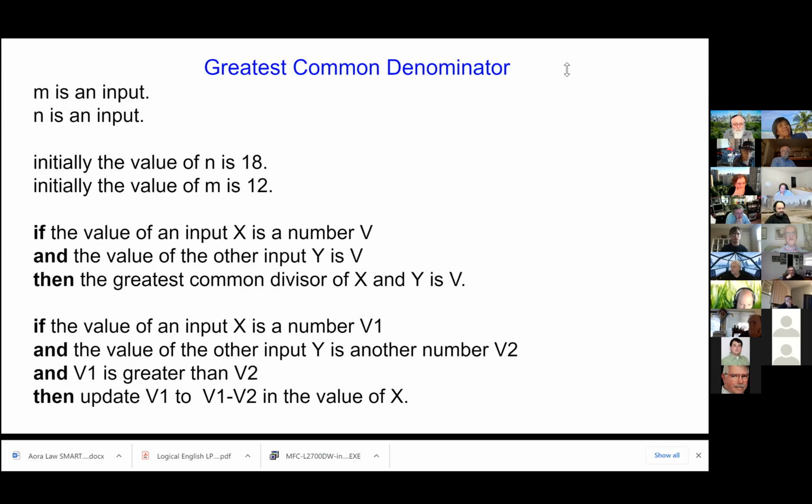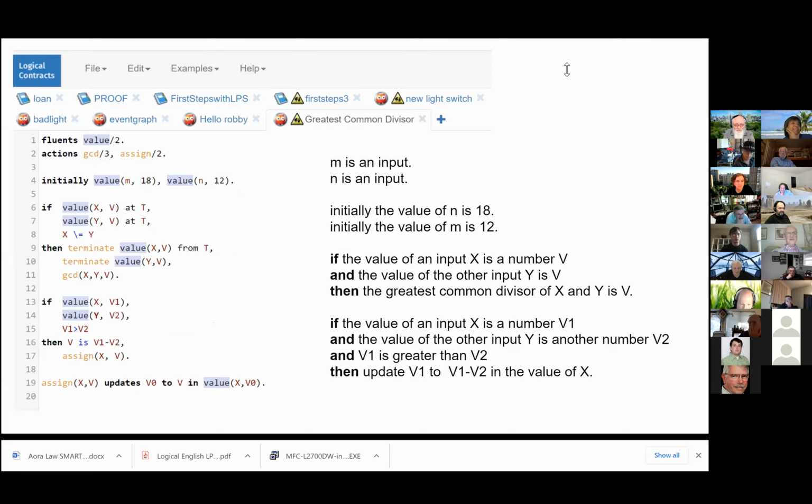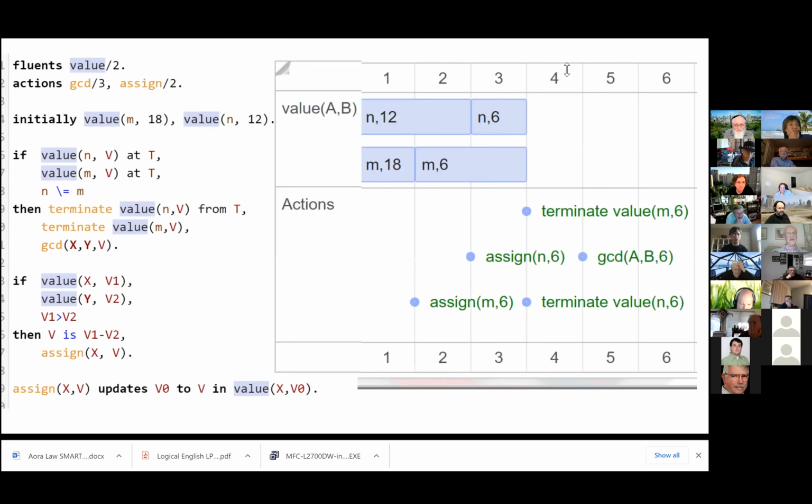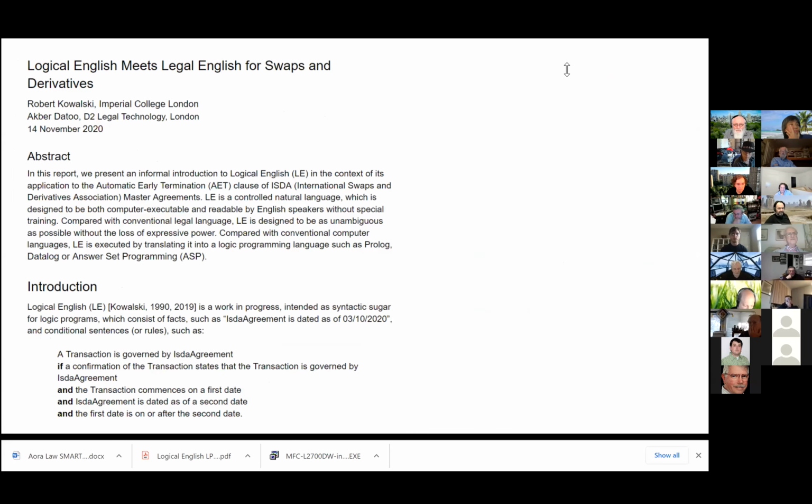I've got a little example, which I did this morning, on the greatest common denominator. I think it's an improvement over Leslie Lamport's representation. It's written in English. It's unambiguous. It's computer executable. I've actually tried running it in LPS. What do I get? I get this output with two assignments, and the greatest common denominator is returned as an output at the end. I have a paper which is coming out.